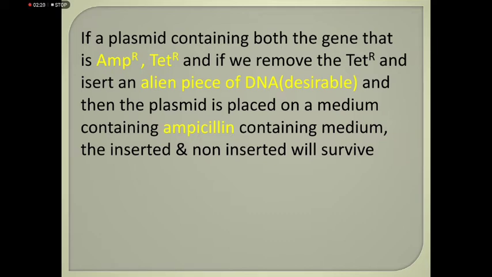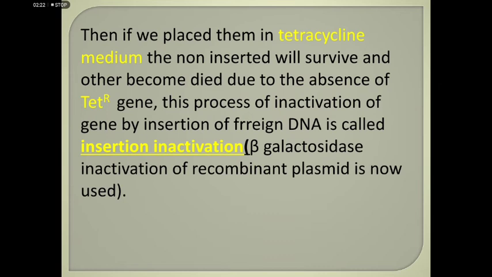So we can look at the next stage, that is if we place them in tetracycline medium. The tetracycline gene is removed and an alien piece inserted. Now that bacterium or plasmid contains only the ampicillin resistance gene. When we place them in tetracycline medium, the non-inserted will survive and the others die due to the absence of the tetracycline resistance gene.